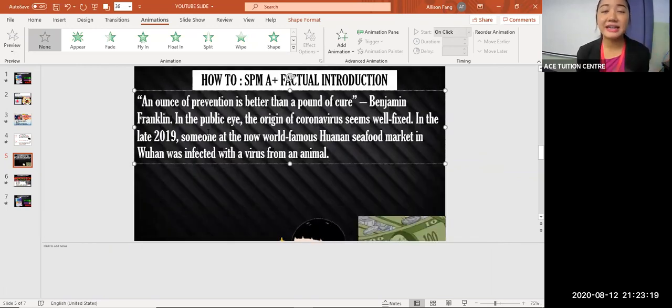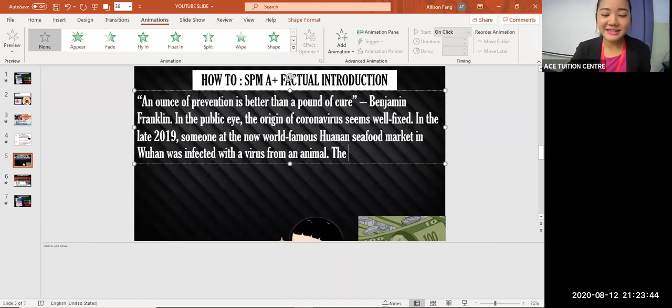In the public eye, in everyone's mindset, the origin of coronavirus seems fixed. In late 2019, which was actually December, someone at the now world famous Huanan Seafood Market in Wuhan was infected with a virus from an animal. This is our case study. Where was this COVID-19 found? Where can it be heard? Where can it be found?